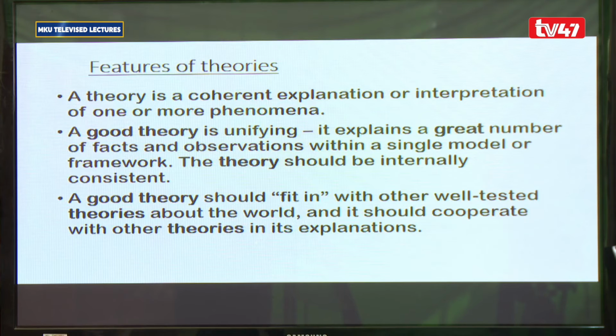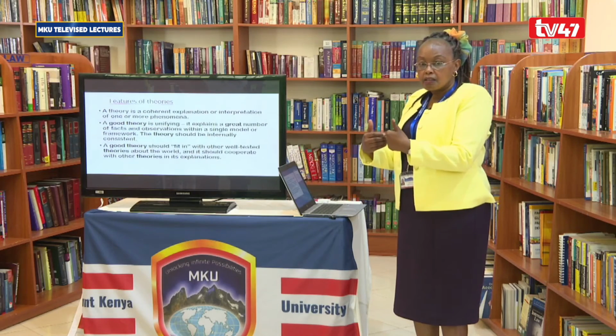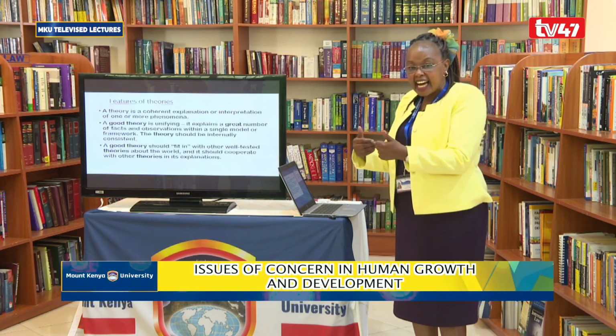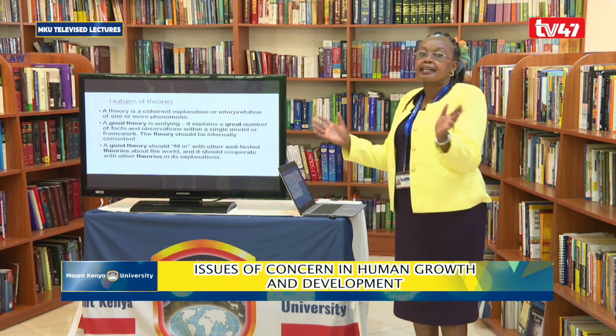So for you to be able to know what makes a good theory of human development, first, it must be unifying. In other words, it explains a great number of facts and observations within a single framework. So you don't want a theory that has so many small things until you get lost. You want something that is simple, coherent, explaining everything you want to learn about that aspect of development. Then it should be internally consistent. It means that once we develop that theory, these small statements fit within each other.